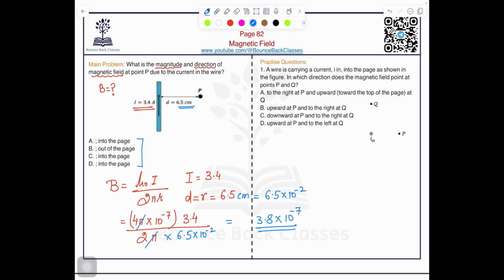Second thing, we can check the direction. If the current is going up, just tell me fast, what should be the direction? We are checking the right side, and here is the left side. If you curl your fingers, with your thumb up, and it is going up, the direction is anti-clockwise. So if you check from here, it is going upside, which means out of the page. So the answer is B.